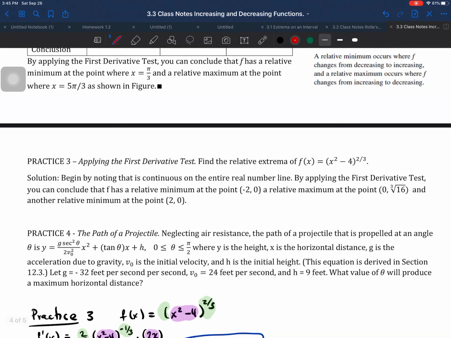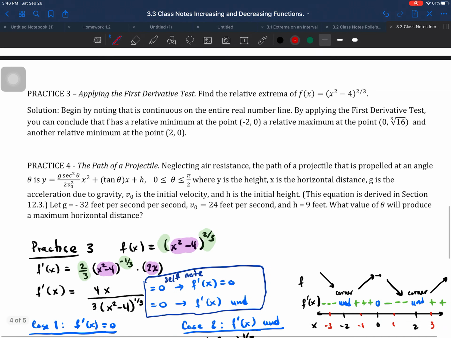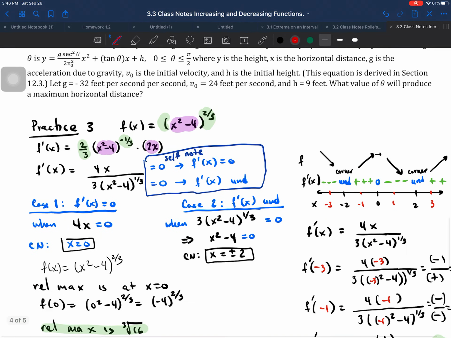So moving on to the next problem, practice 3. Applying the first derivative test, find the relative extrema of this function. Well, we'll begin by recognizing that the function is continuous on the entire real number line, because it's defined everywhere. And by applying the first derivative test, you can conclude that f has some relative extrema. So let's jump in here. So here's the function. First things first, let's find the critical numbers.